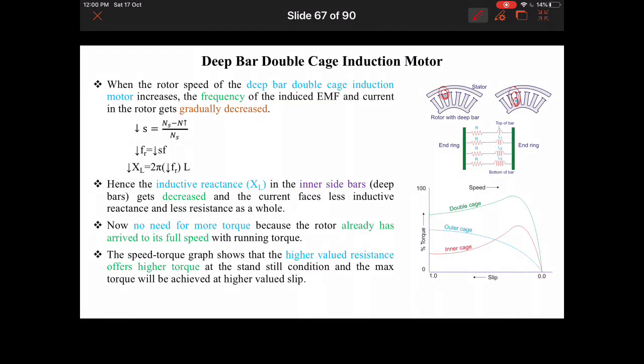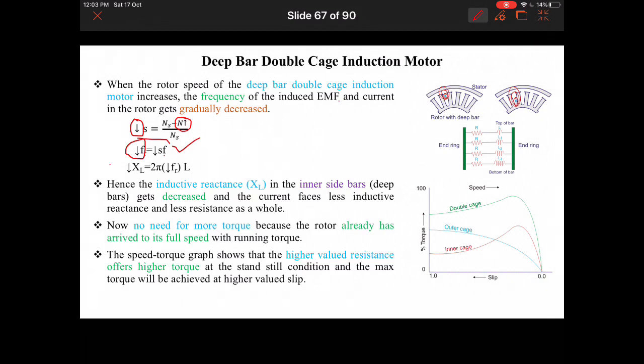When the rotor speed of the deep bar cage induction motor increases, the frequency of the induced EMF and current in the rotor gradually decreases. As we know, S is equal to (Ns minus N) divided by Ns. So, if we are increasing the speed of the motor, slip will decrease. And we also know that the rotor current frequency, or rotor induced EMF frequency, Fr is equal to Sf, where f is the supply frequency. So, if S is decreasing, Fr will also decrease.